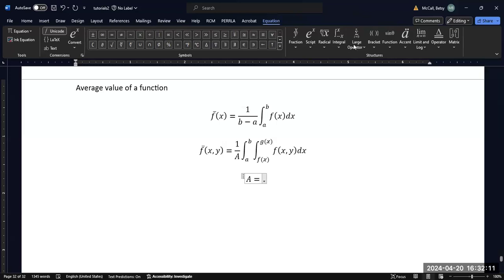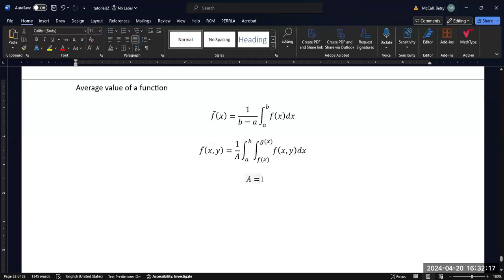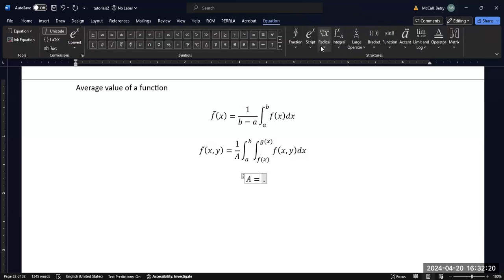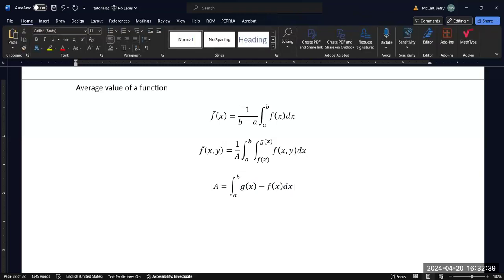And the area itself is essentially g of x minus f of x. So it's the area in the plane. All right, so let's go ahead and do the 1 variable case, and then we'll go ahead and do the 2 variable case.